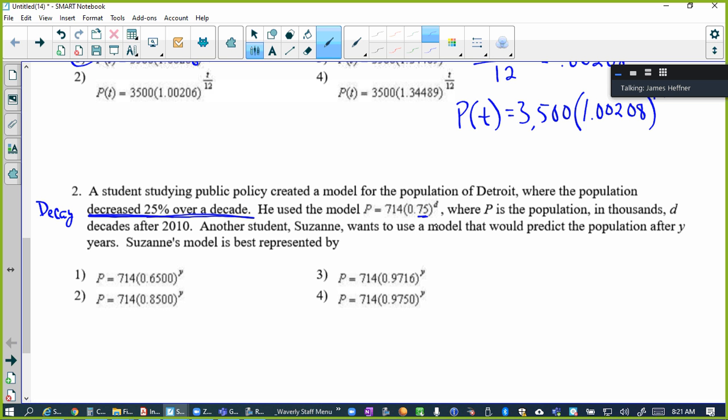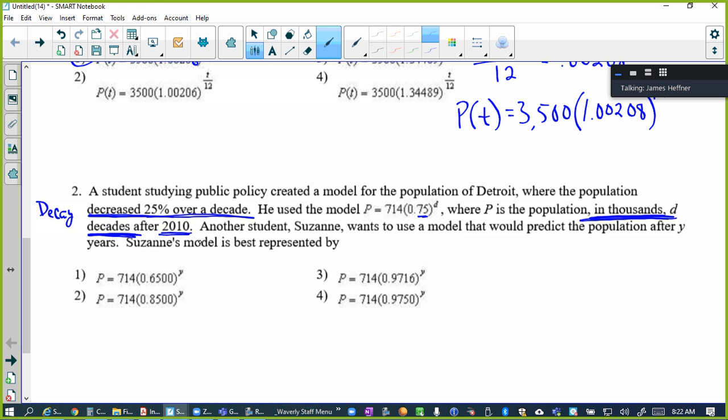714. Well, okay, but let's be careful. There's more than 714 people in Detroit. You see what I'm underlining here? How many people did they actually start with there in Detroit? Not 714. 714,000 people. Okay, does that make more sense? Even if you don't know much about Detroit, hopefully you know it's a fairly decent sized city, right? There's a little more than 714 in Detroit. Okay, so this is a model in decades, like every 10 years after 2010.